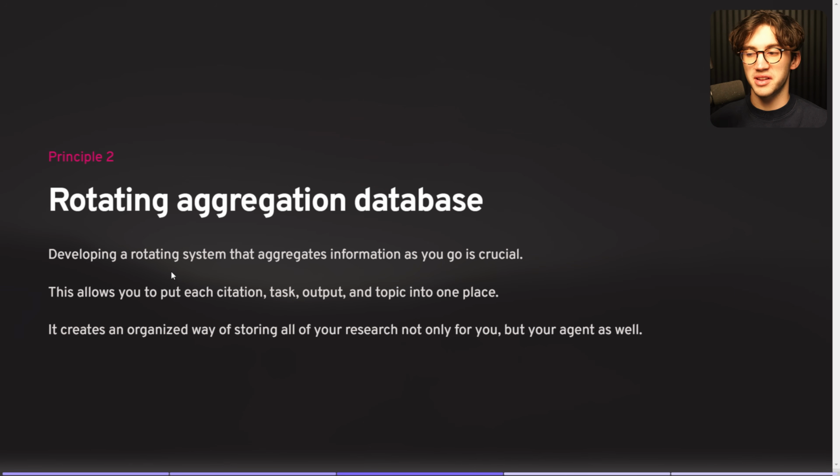This allows you to put each citation, task, output, and topic into one place. It creates an organized way of storing all of your research, not only for you, but for your agent. So your agent has a place it can go back and grab certain parts, grab previous citations. It can see its previous citations so it doesn't use the same one, or number the same citation if it has already used it in there. So developing a rotating aggregation database is absolutely crucial.